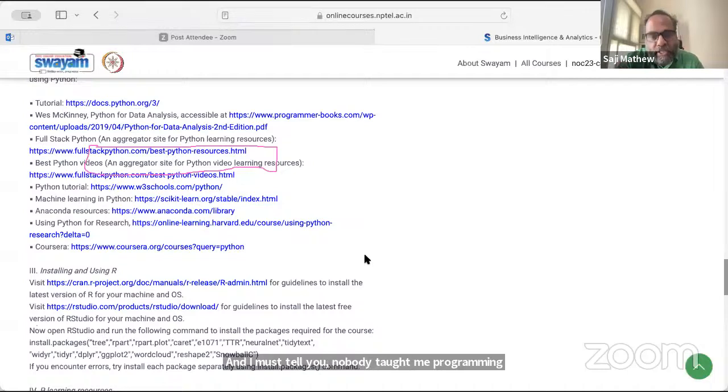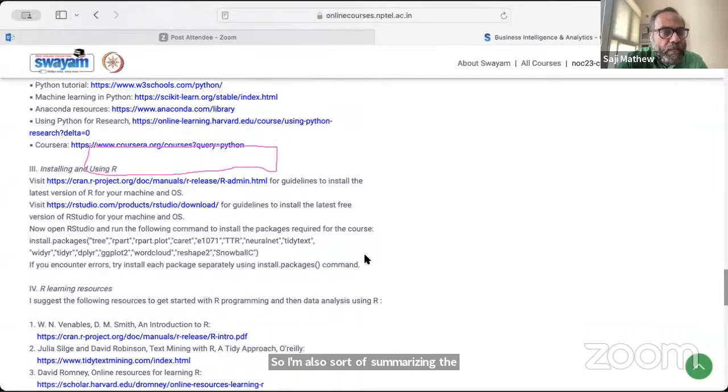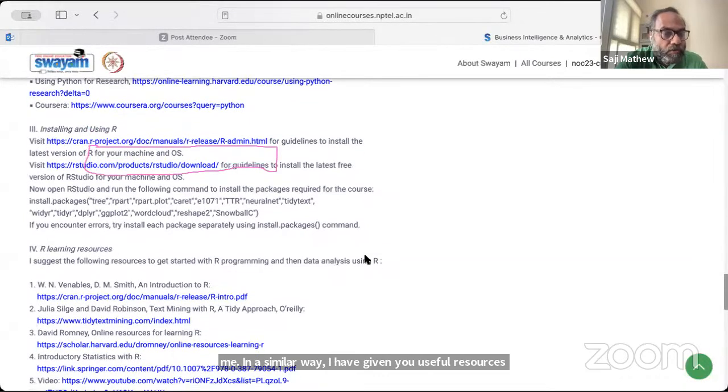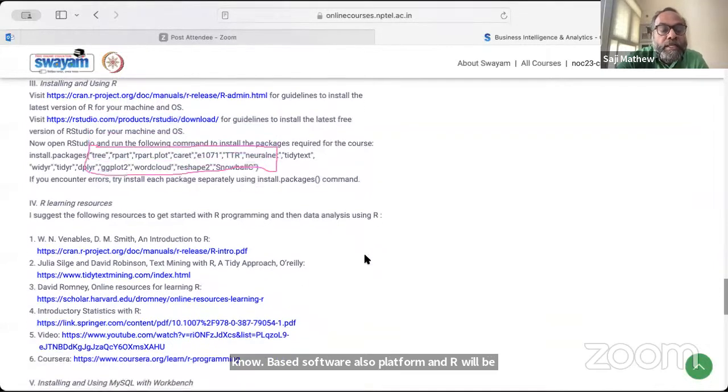So this is an effort, just like you have decided to learn business analytics online. I learned it on my own effort through multiple resources. So I'm also sort of summarizing the resources that helped me. In a similar way, I have given you useful resources for installing and using R. And R Studio is what we are going to use as a base software or platform, and R will be running from R Studio in the last session.